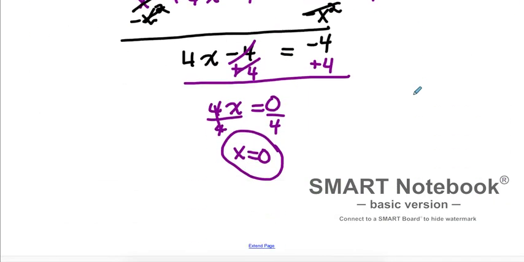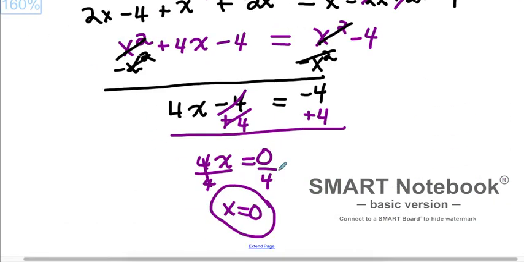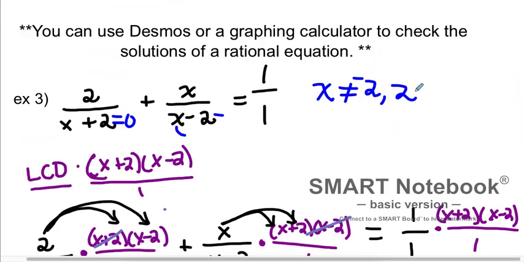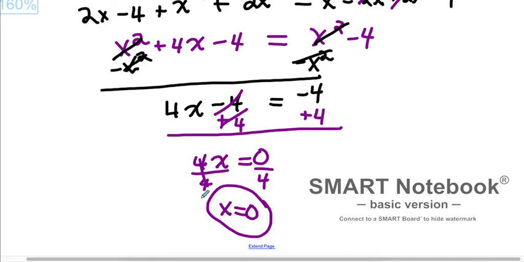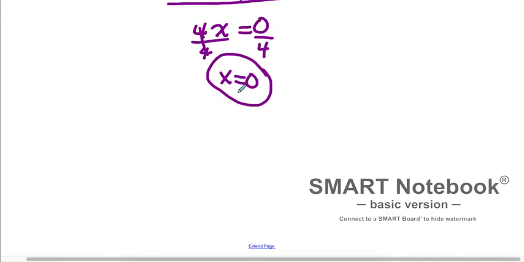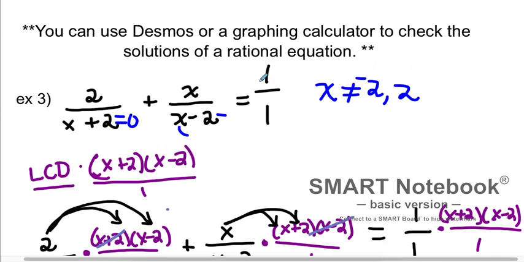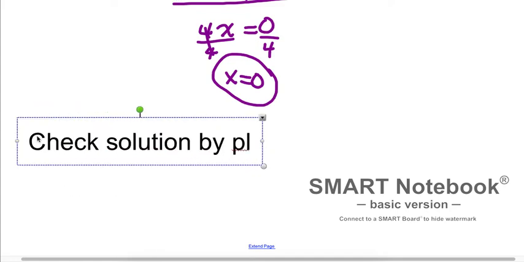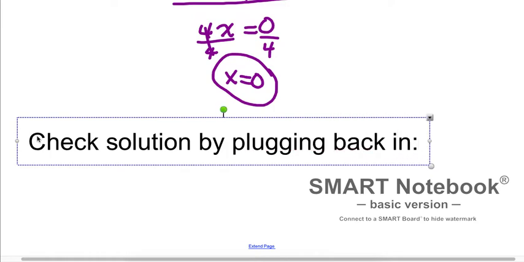So this is good so far because our solution, I hate when it zooms in. Anyway, our solution is not a restriction. So that's good news, but that still doesn't mean that 0 can't be an extraneous solution. We actually have to check if this works. Let's check by plugging in. So check solution by plugging back in, okay?